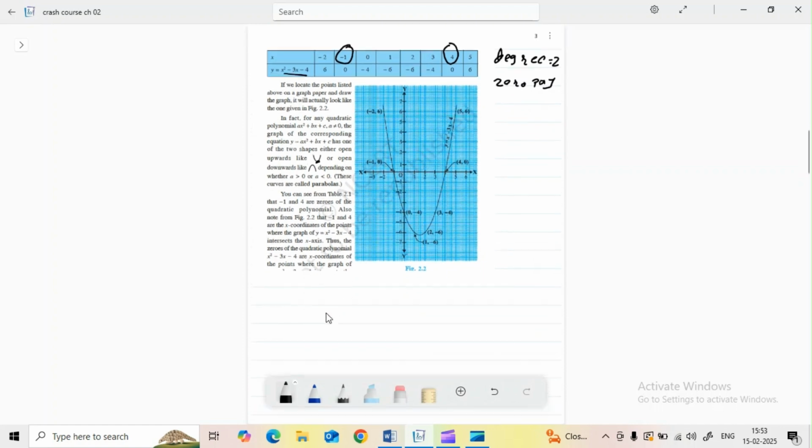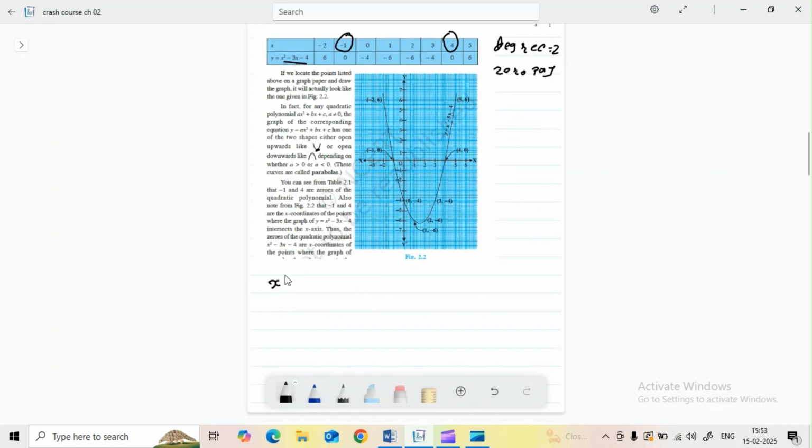If we solve this equation, x square minus 3x minus 4 is equal to 0, we can write it in this fashion: x square minus 4x plus x minus 4 is equal to 0, right? I have just expanded minus 3x as minus 4x plus x. So it is x into x minus 4, plus 1 into x minus 4, is equal to 0. So x minus 4 and x plus 1 is equal to 0.